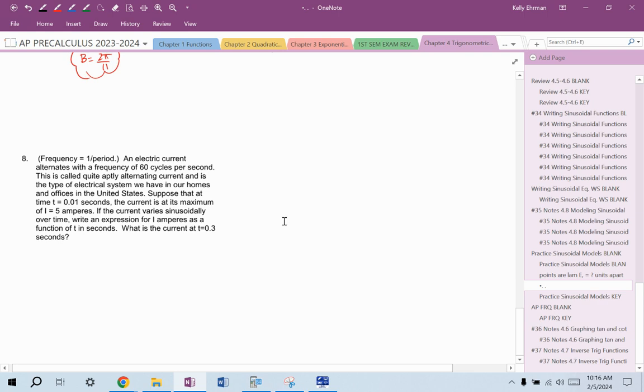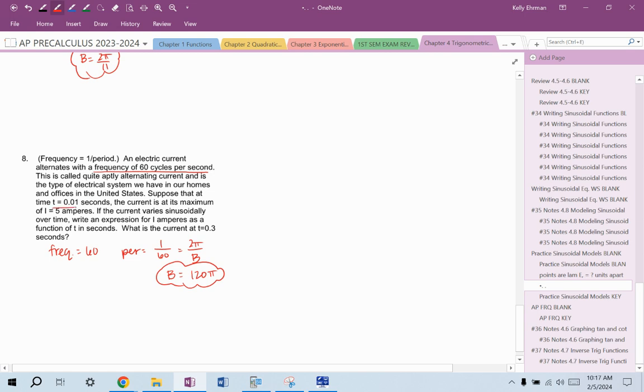Last problem. They're reminding us frequency is the reciprocal of the period. An electric current alternates with a frequency of 60 cycles per second. So if the frequency is equal to 60, that means that the period is equal to 1/60th, and that's equal to 2 pi over b. So b is equal to 2 pi times 60, which is 120 pi. This is called, quite aptly, alternating current, and is the type of electrical system we have in our homes and offices in the United States.